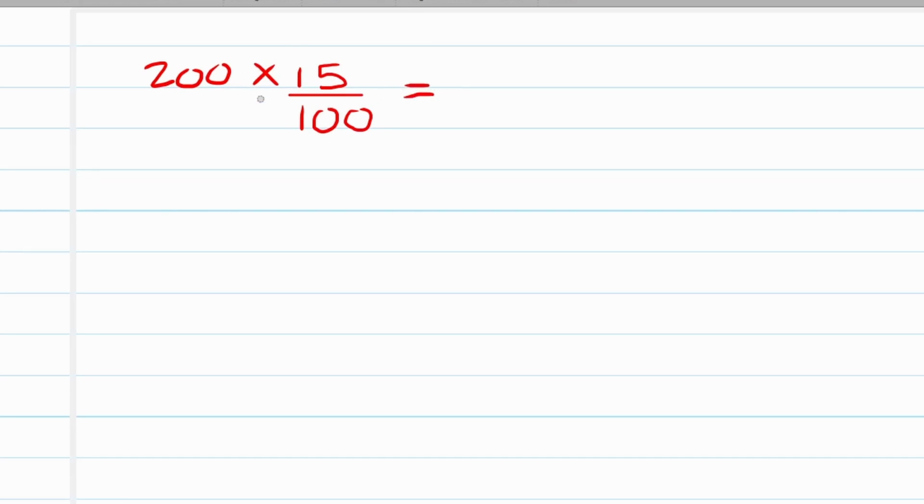So let's quickly do the calculation here. 200 divided by 100 is 2, and 2 times 15 is 30. So 30 Rand on an item that costs 200 Rand is VAT, or value added tax.